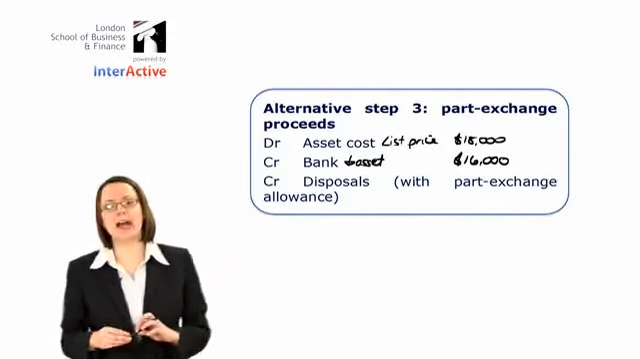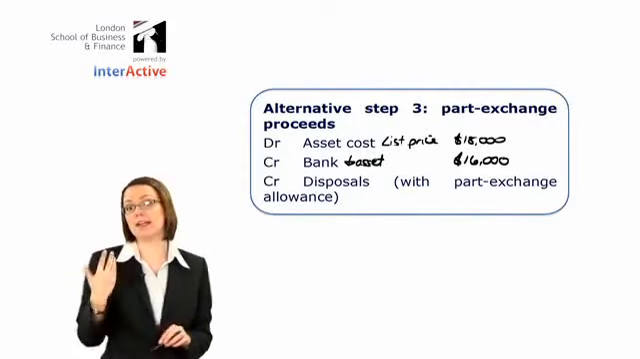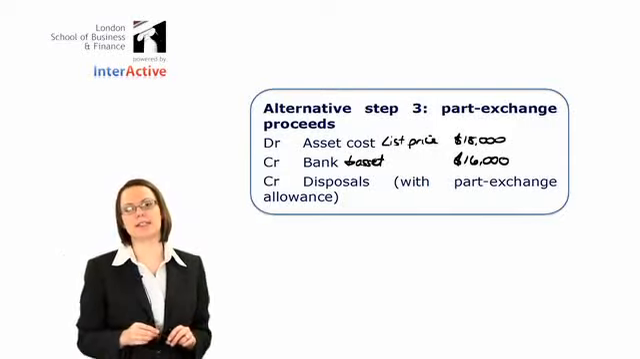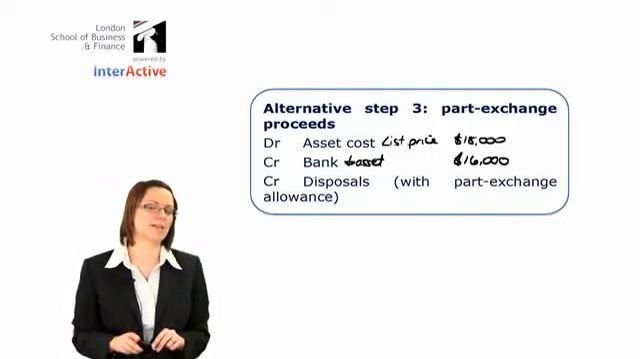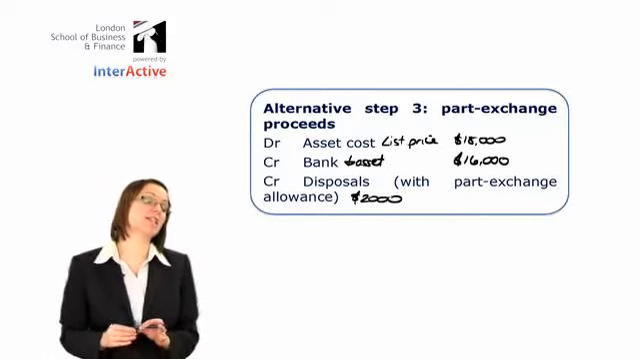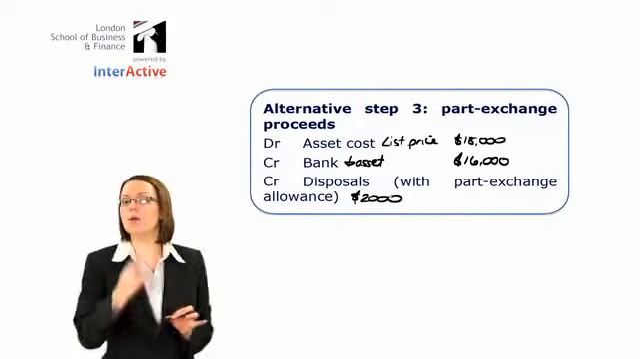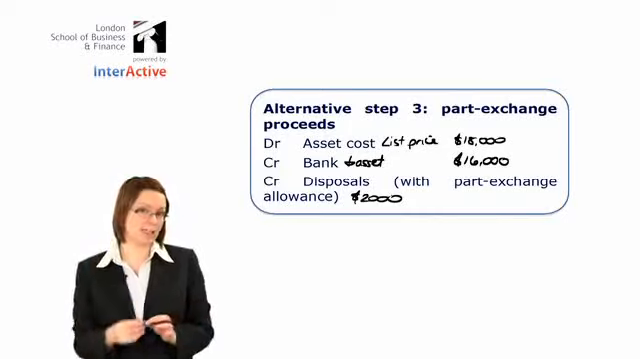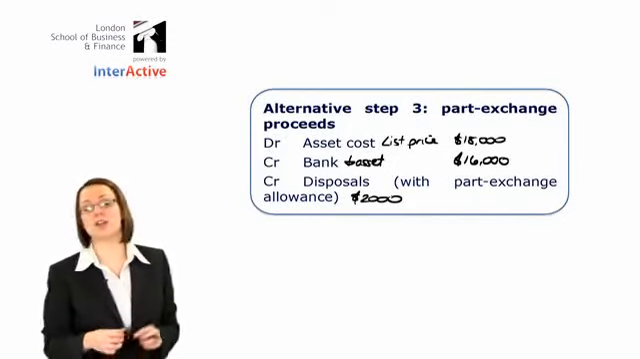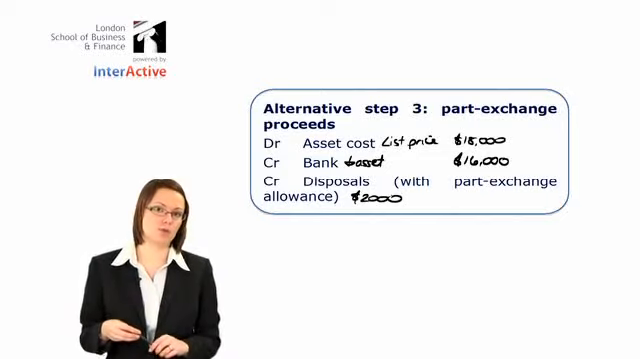Now, we then have to see and appreciate that there's a difference. The debits do not equal the credits by that allowance of $2,000. And that allowance is the proceeds from disposing your old asset. So that $2,000, we're going to credit to disposals. Okay, that is the proceeds from disposing your old asset. But rather than receiving cash in return, we're receiving a new asset with a list price of $18,000. Notice then that your debit to the new asset cost will equal your credit to the bank and the disposals.